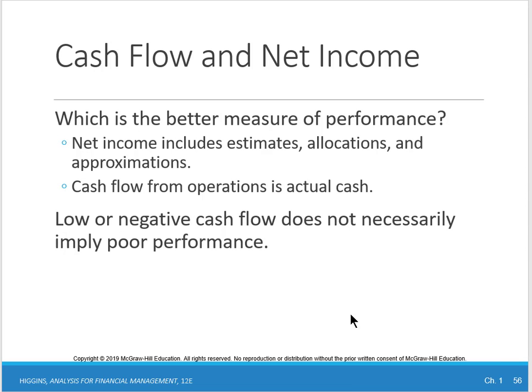So which is the better measure of performance? Is it net income, which includes some estimates, allocations, approximations? Not that those are bad, but they're not real. Or is it cash flow? Because cash is actually cash. So low or negative cash flow does not necessarily imply poor performance. You could be doing a really good job, you're just not producing enough cash. You need to figure out how to fix that.